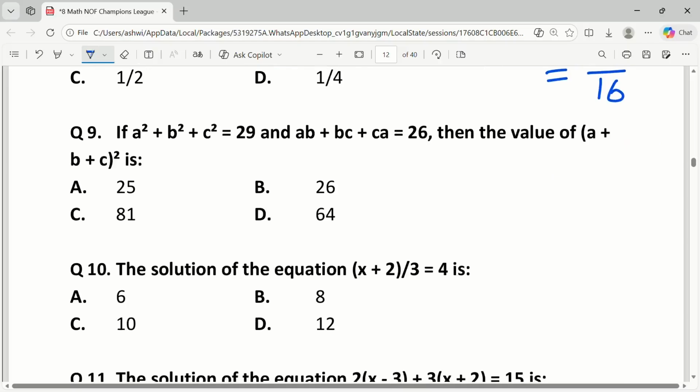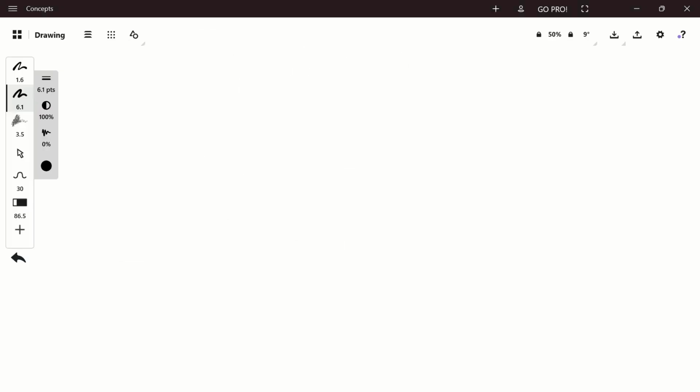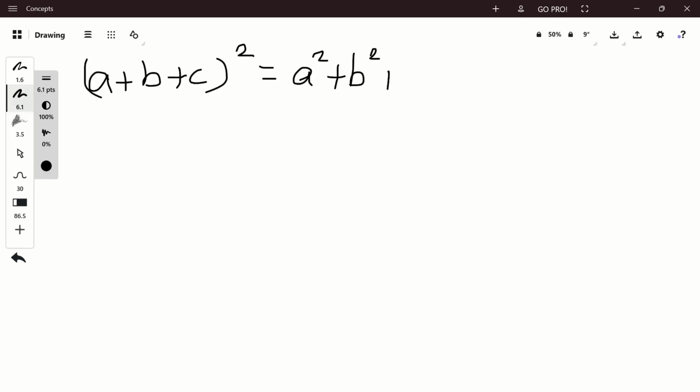Question number 9. If a square plus b square plus c square is equal to 29 and ab plus bc plus ca is equal to 26, then the value of a plus b plus c whole square is. The algebraic identity of the square of a trinomial is a plus b plus c whole square is equal to a square plus b square plus c square plus 2 times ab plus bc plus ca.